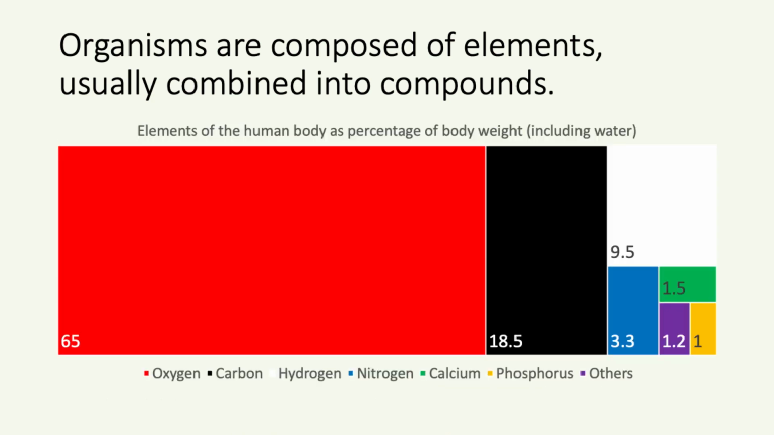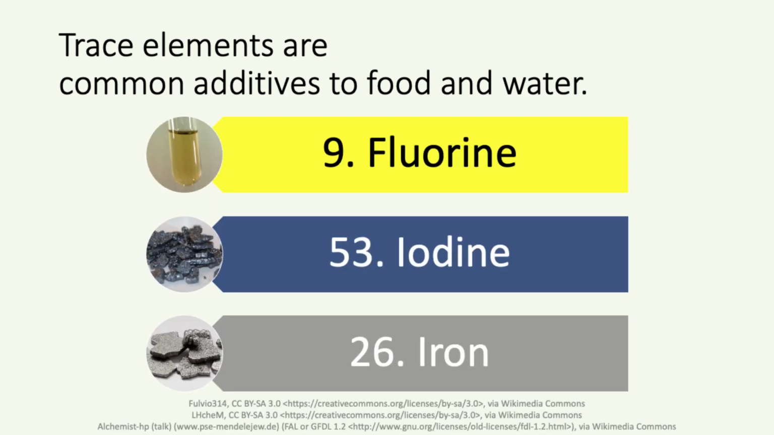Oxygen, carbon, hydrogen, nitrogen, calcium, and phosphorus make up about 99% of living matter. Trace elements are common additives to food and water. Trace elements make up less than 0.01% of human body weight. They include fluorine, iodine, and iron. Iron is vital for energy processing and for transporting oxygen in blood.